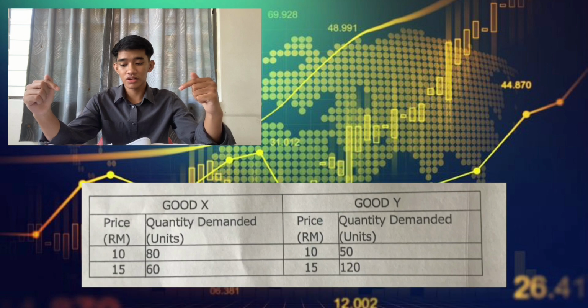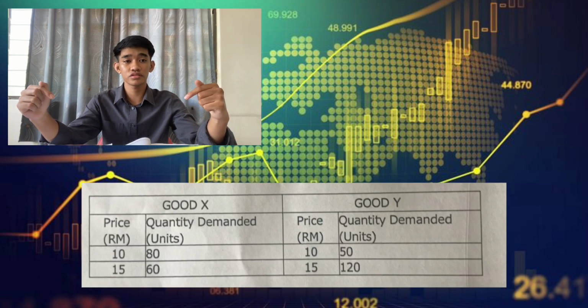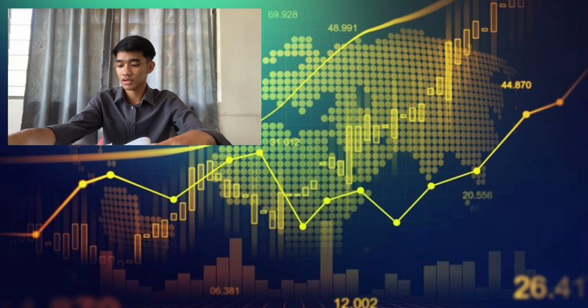The table below shows the product data for goods X and goods Y. The owner, Mr. Ali, wants to maximize the revenue and asked us to calculate the relevant elasticity for goods X and goods Y and find the degree of elasticity. Draw the diagram and advise him whether he should increase or decrease the price for goods X and goods Y.